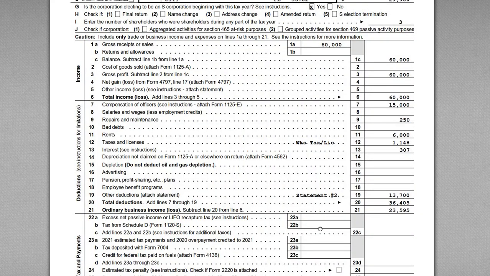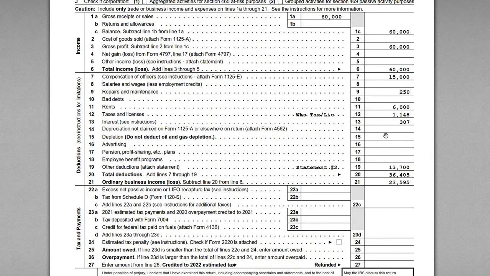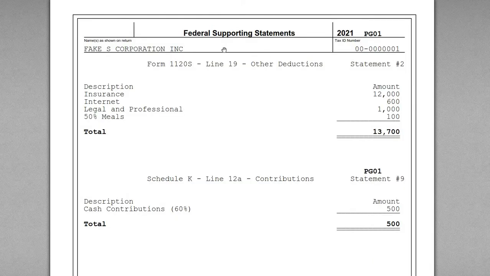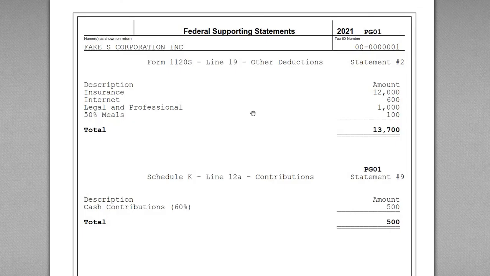So if we look at page 1 here, the meals expense that is included in here, it's actually in line 19, we can only include $100 of that meals expense on line 19, right? We can't include the full $200 amount. So if we look at statement 2 here, I'm going to scroll down really quickly so we can find it. Okay, so here's our supporting statement for the return where we itemize those other expenses on line 19.